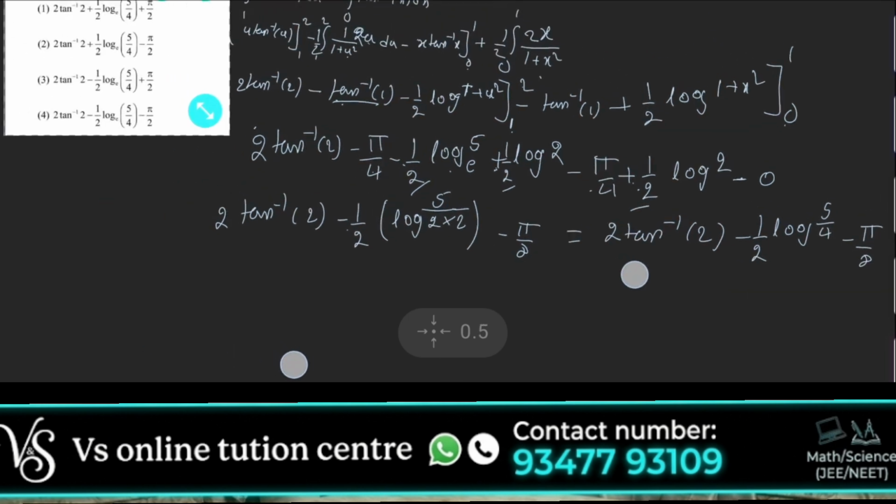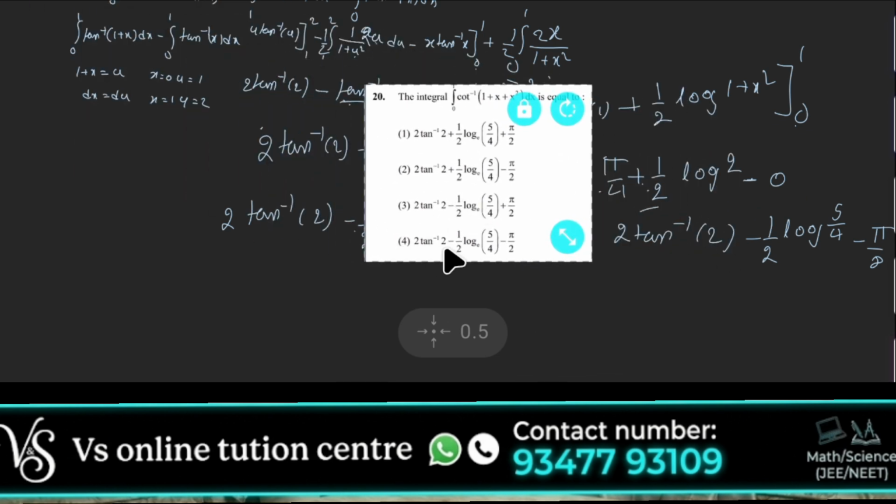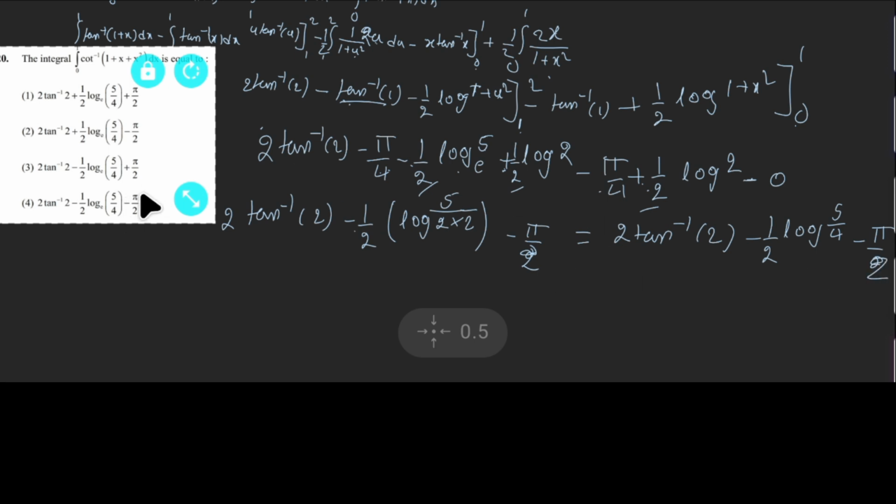So the option: 2 tan inverse of 2 minus 1 by 2 log of 5 by 4. Pi by 4 plus pi by 4, it is pi by 2, sorry, pi by 2. Okay, option 4 is the right answer.